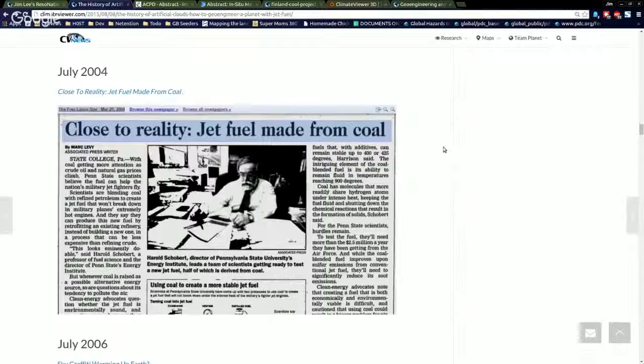Now, everybody has heard about coal ash. The whole coal ash story pisses me off so much. I've done so much work on Facebook trying to get the truth out there, but forget it. Close to reality, jet fuel made from coal. Coal is a biofuel. It is called greenwashing.